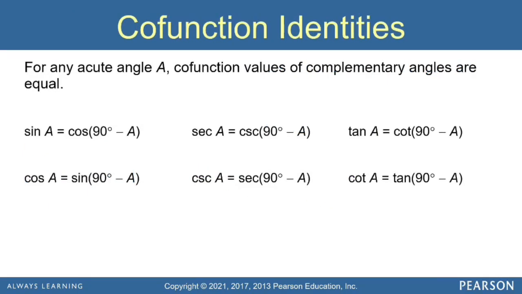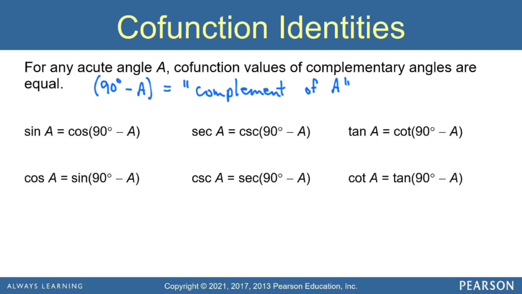And so here are our cofunction identities. It says for any acute angle A, cofunction values of complementary angles are equal. So the sine of angle A is the cosine of 90 minus A. Now keep in mind that 90 minus A is just another way of saying complement of A. So the sine of A is equal to the cosine of the complement of A, and it works the other way too. The cosine of A is equal to the sine of the complement of A. Same thing for secant and cosecant. Same thing for tangent and cotangent.